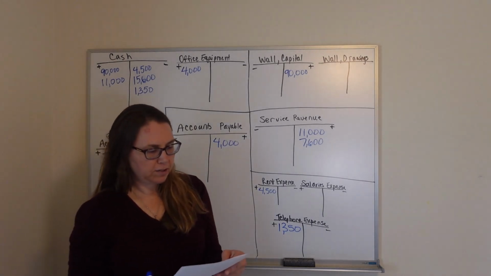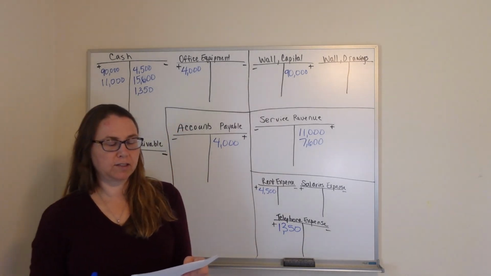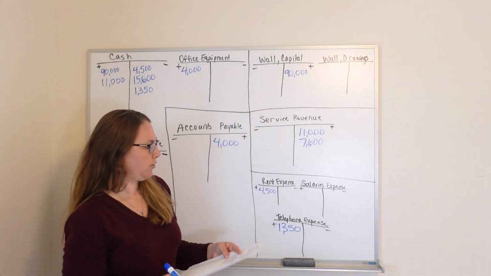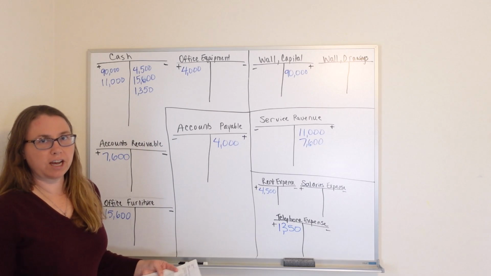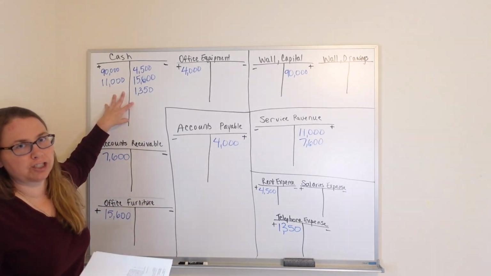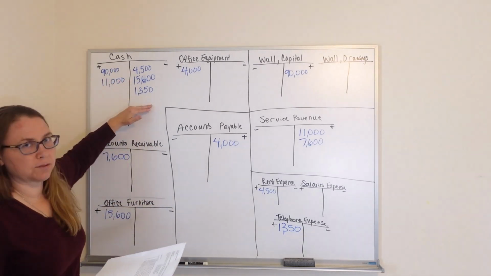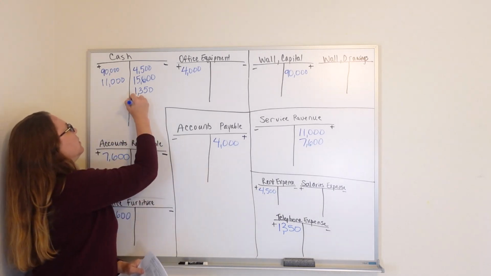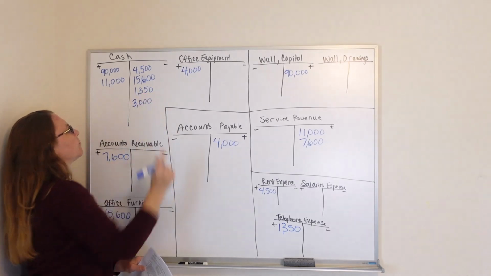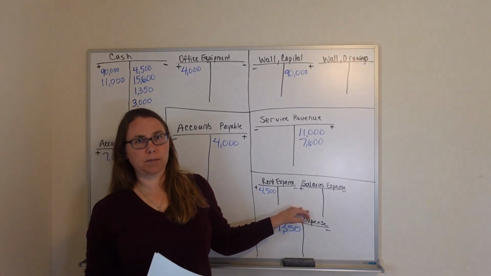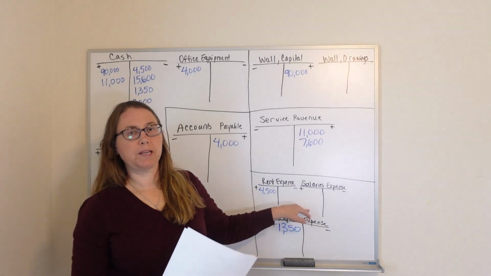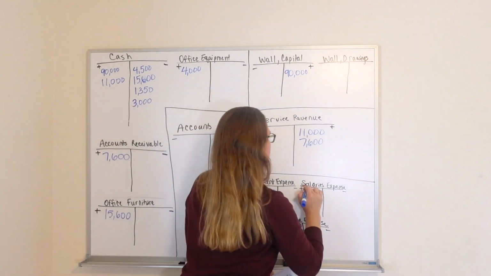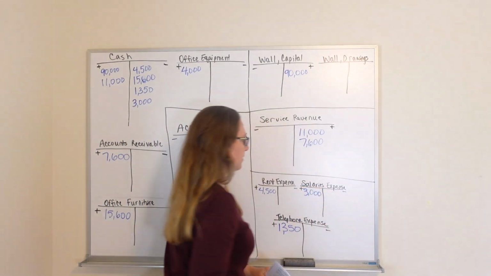Okay, then in H, it says they issued a check for $3,000 to pay salaries. So now they're saying issued a check, but we're just gonna assume cash, check, all one thing. We're gonna subtract it from cash with a credit. And then we're increasing the expenses of the business, so it would be a debit to salaries expense.